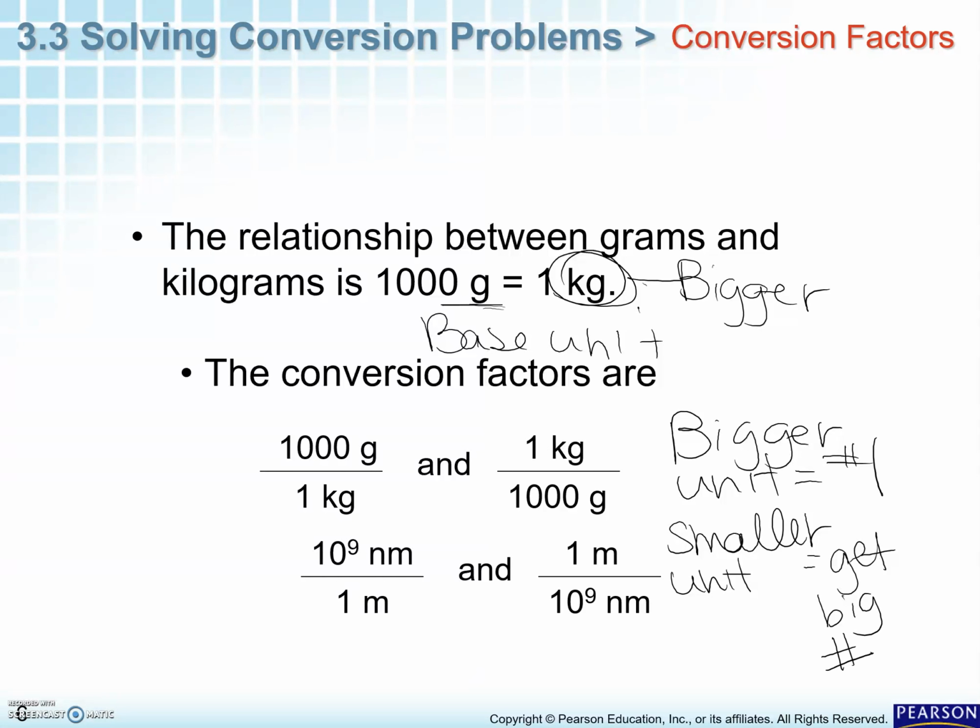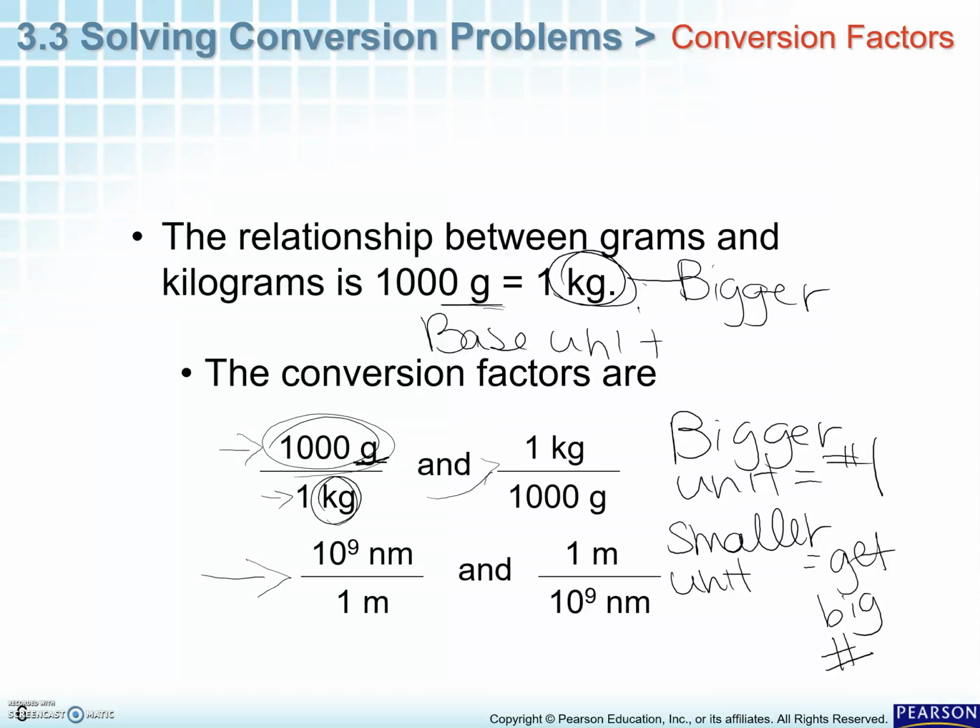For example, here we have kilograms, which is our bigger unit, and grams, which is our smaller unit. So kilograms has 1 and grams has 1,000. The sheet that I will give you will tell you that kilo means 1,000, so that means that there must be 1,000 grams to make up one of those kilograms. The conversion factor could also be written as the reverse, in which it is 1 kilogram per 1,000 grams.